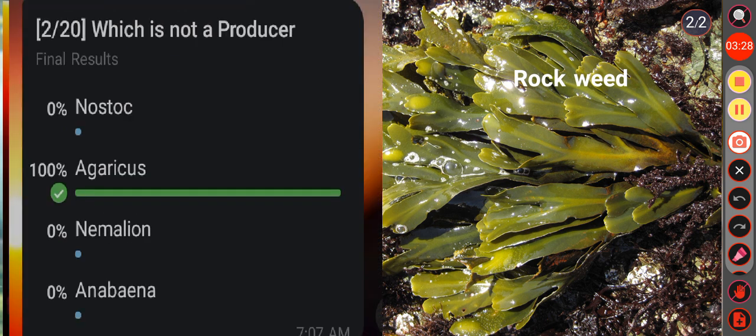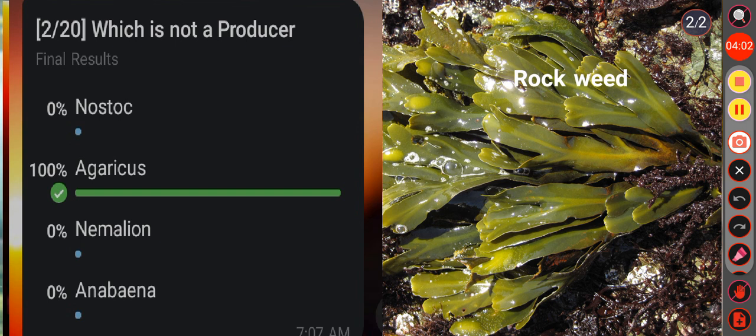Okay. Then the next question, which is not a producer? Option A Nostoc, option B Agaricus, option C Mammalian, option D Anabaena. Here the correct answer is option B, that is Agaricus. We know in an ecosystem, a producer is an organism that creates its own food using energy from the sun or chemicals. Producers are also known as autotrophs.